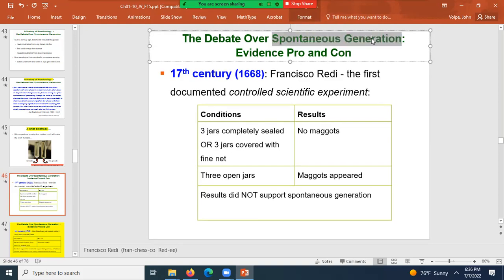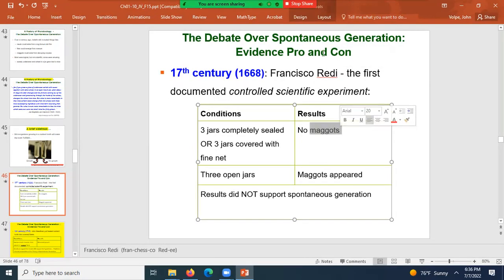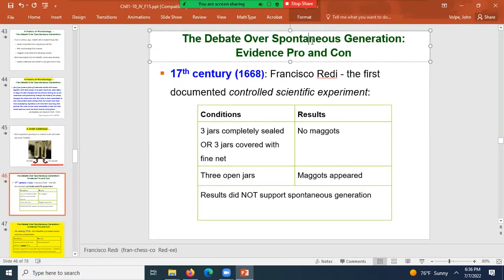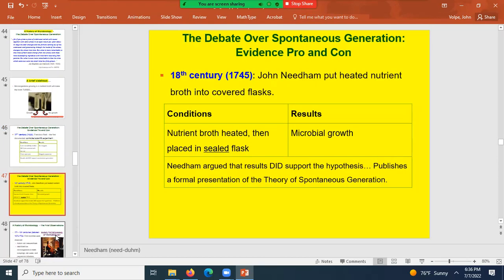After Francesco Redi's day, everyone agreed that large organisms like a maggot or larger could not spontaneously generate. Okay. However, people argued that microbes could spontaneously generate because if you had a tube, and even if you sealed the tube, microbes could grow in the tube. We'll talk a little bit further about that.